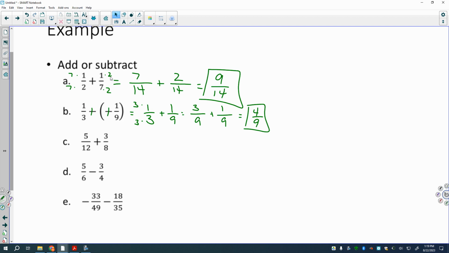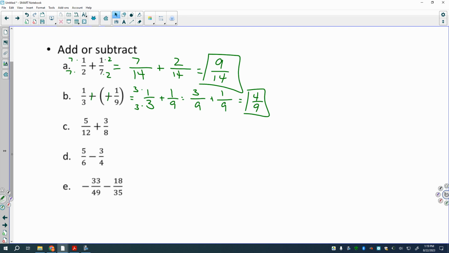Part C, common denominator. Now you could just multiply those two things together and get 96 for the common denominator, but if you're careful and you pay attention, you will hopefully see that they both go into 24, which is a lot easier to get to than 96. To get to 24, I took 12 times 2, so I'm going to take 5 times 2 and make that 10. I take 8 times 3, and take 3 times 3, and that's 9. Then I add 10 plus 9 is 19 over 24.